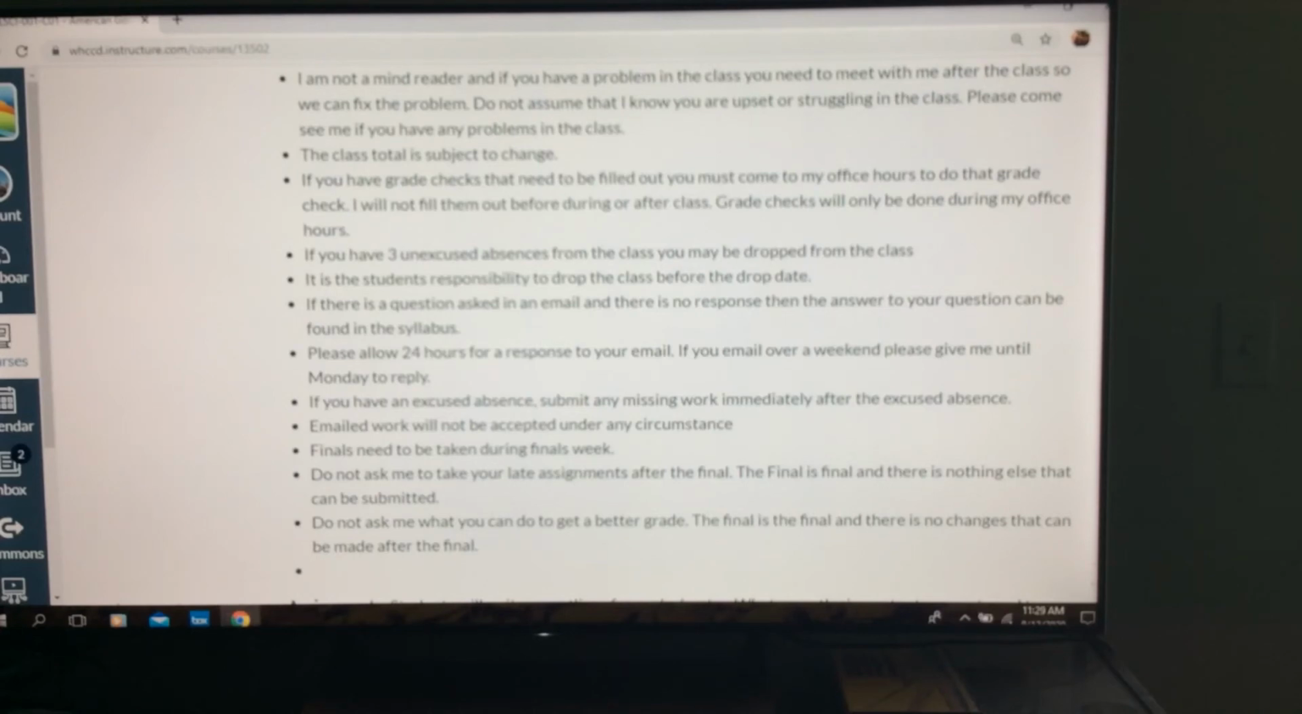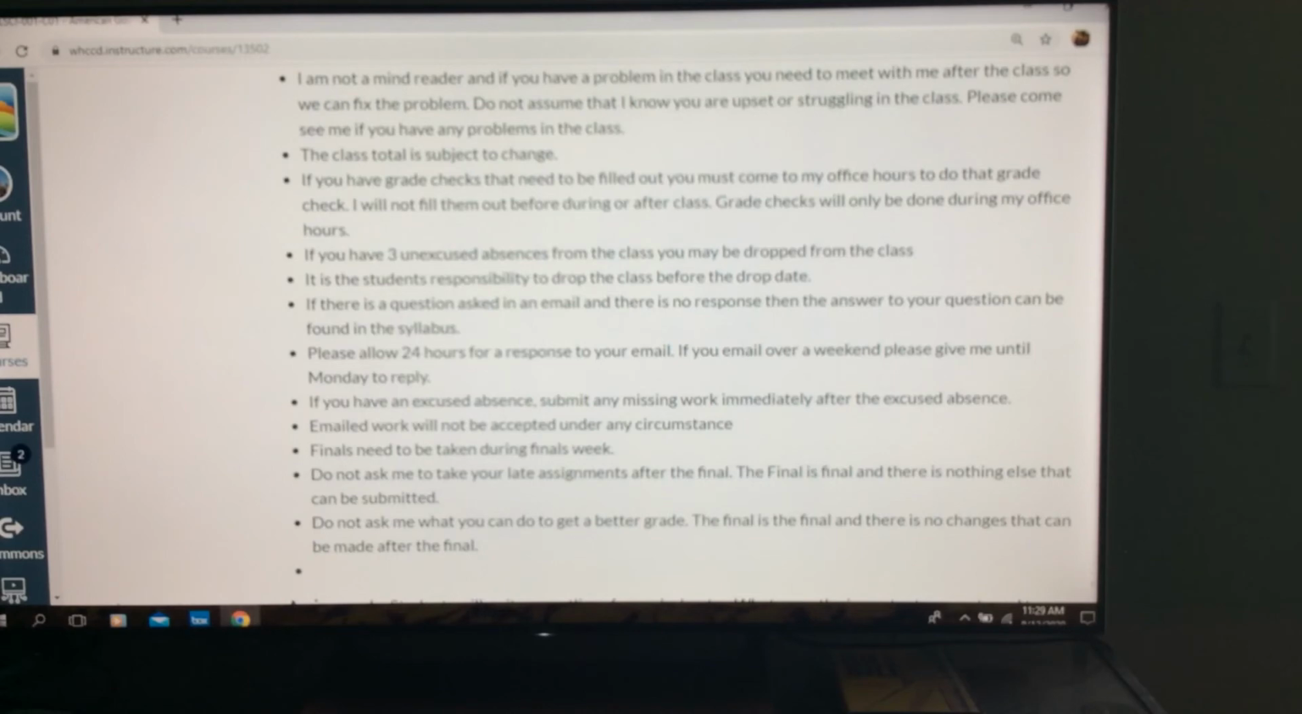If you have an excused absence, submit any work immediately after that excused absence. So if you miss for some reason, if you're in the hospital for a week, if you give me a doctor's note, then I will take your late work, but I need it immediately. Do not email me any work. Put them in the Dropbox in Canvas. Do not take emailed work because it can be mass deleted.